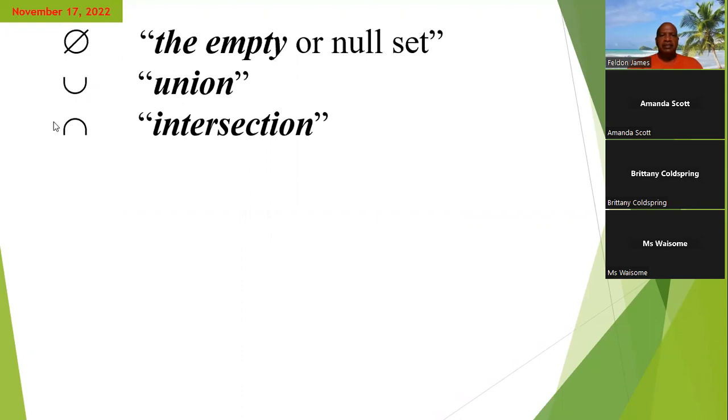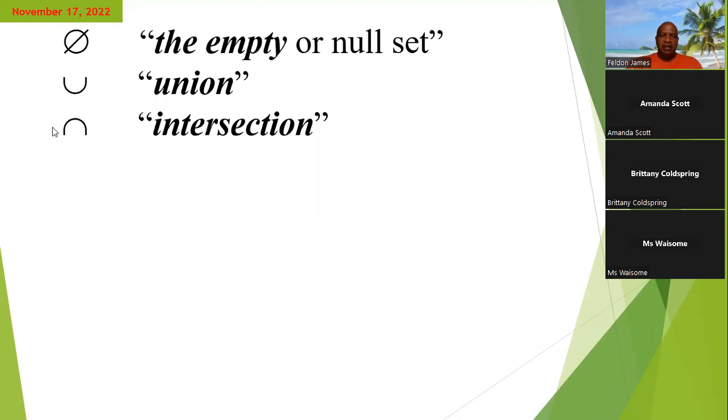All right, now this fancy looking U, really not a U, but you can think of it as a U, represents union, and that has to do with when you're uniting two or more sets together. Then we use that symbol to denote that we are collectively uniting the sets.